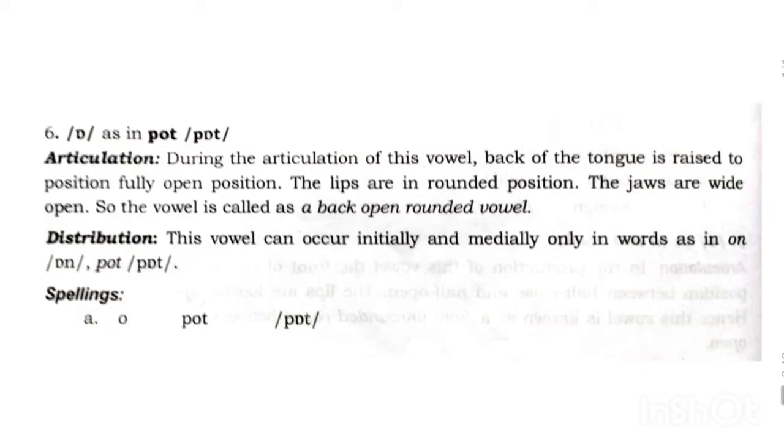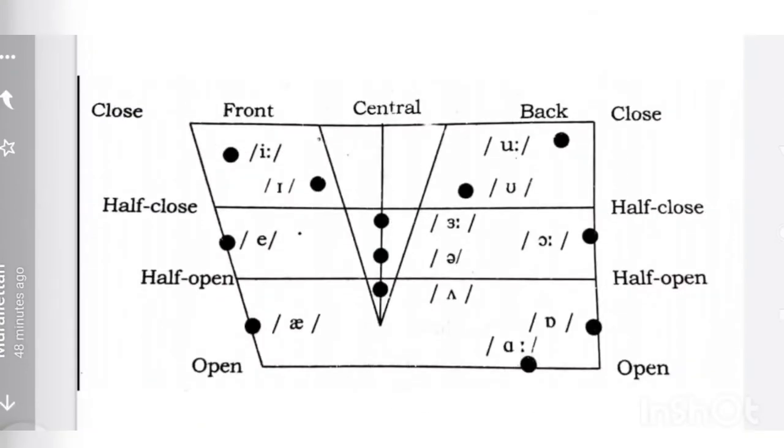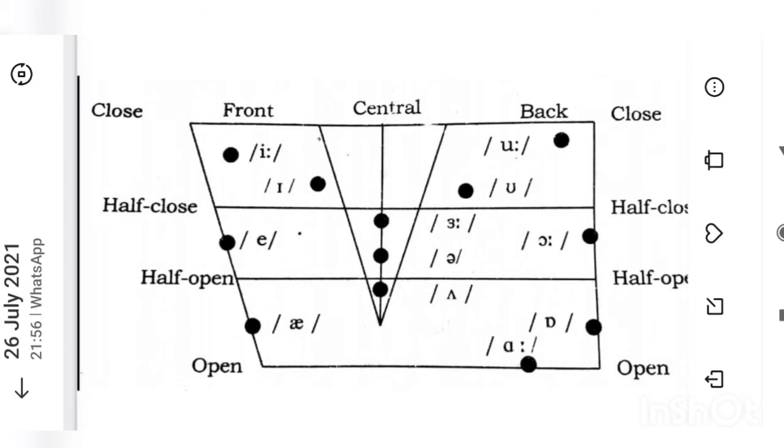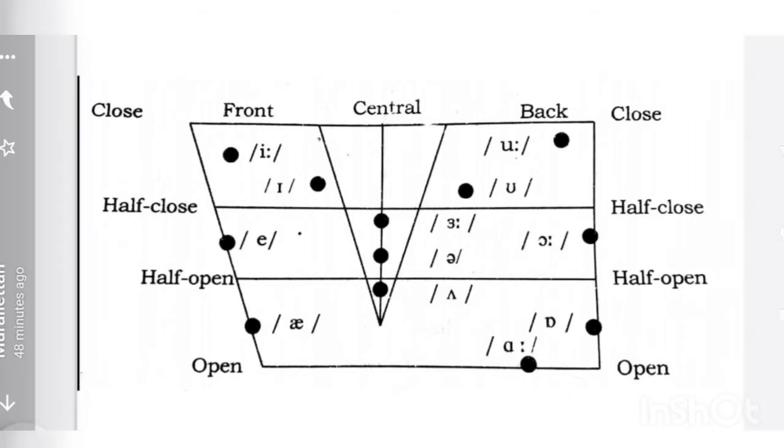Articulation. During the articulation of this vowel, the back of the tongue is raised to the fully open position. So how is the back of the tongue raised to the fully open position? See here, this is the back of the tongue, and we are talking about this one, pot. Here, see, it is in the fully open position.